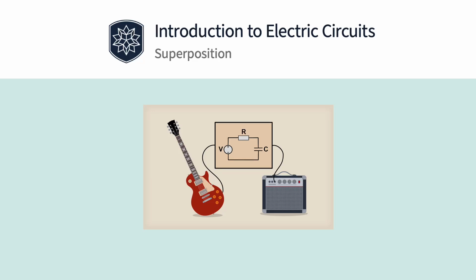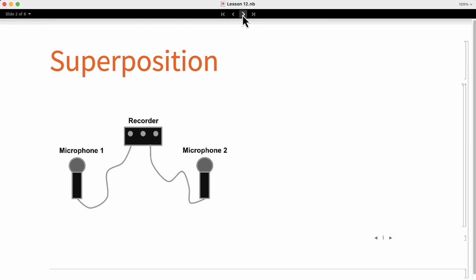In this lesson, we will learn a technique that can be used in combination with the analysis methods that we have learned in order to make the analysis of circuits with multiple sources easier. Superposition is a simple concept. In a circuit with multiple sources, the voltages and currents in the circuit are the sum of the effects of the individual sources.